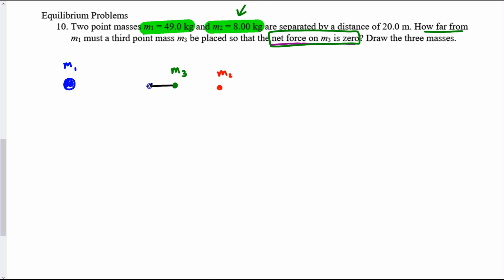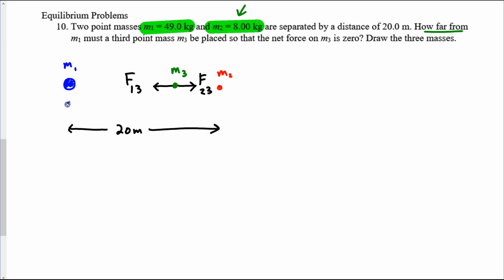Let's draw those forces again, and let's assume we've reached the point where they are equal. I'll call this force the force of 1, mass 1, pulling on our green little guy, and this force the force of 2 pulling on our green little guy. There's mass 2. They told us the total distance from 1 to 2 is 20 meters. Let's label some other distances. From 1 to 3, I'll call that R13. From 2 to 3, can you guess what I'm going to call that? You guessed it, R23. Those arrows are forces, and m3, the green little guy, has been placed so that those forces perfectly cancel.